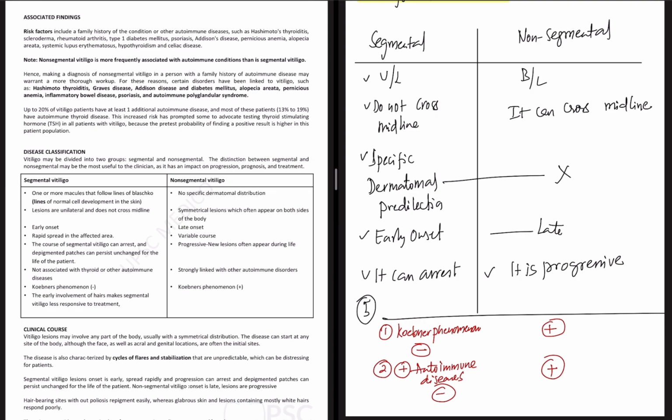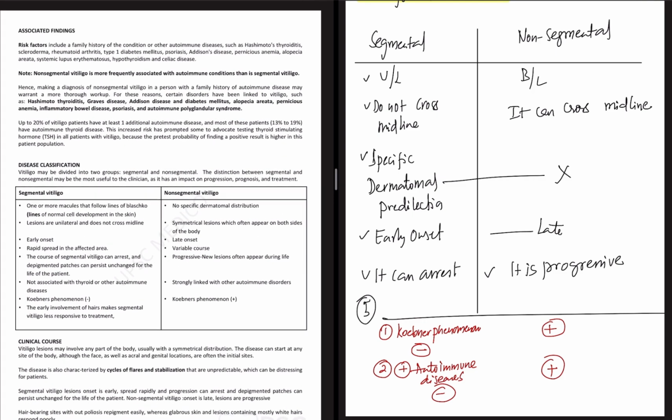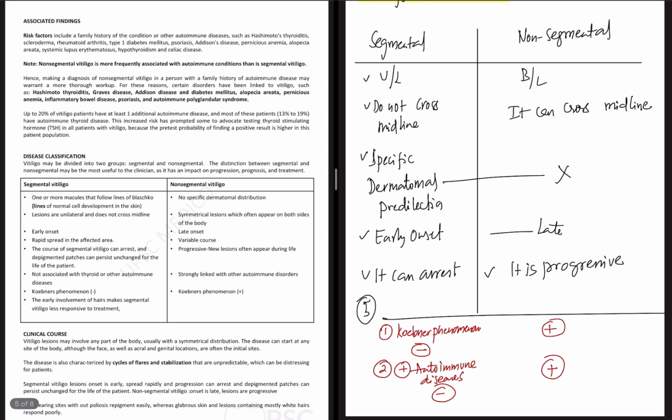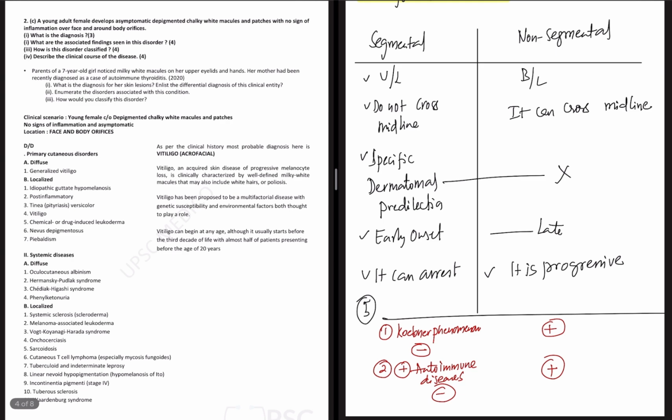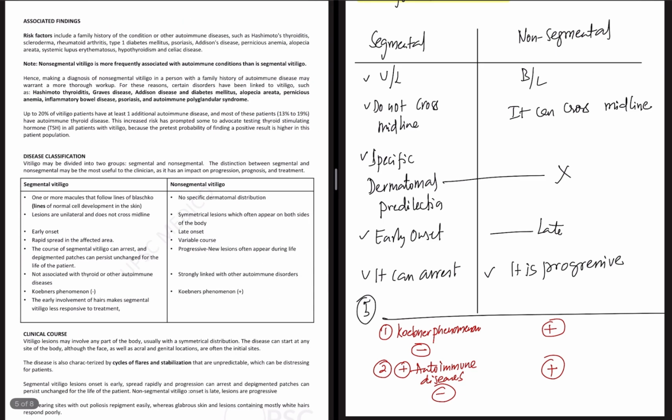So what are the associated findings you see in case of vitiligo? That is autoimmune diseases like Hashimoto's thyroiditis, scleroderma, rheumatoid arthritis, type 1 diabetes mellitus, psoriasis, Addison's disease, pernicious anemia, alopecia areata, SLE, hypothyroidism and celiac disease. All these are associated with vitiligo because in the question they haven't asked specifically about segmental or non-segmental. Just highlighting a point that it is more common with non-segmental vitiligo would suffice at the end.